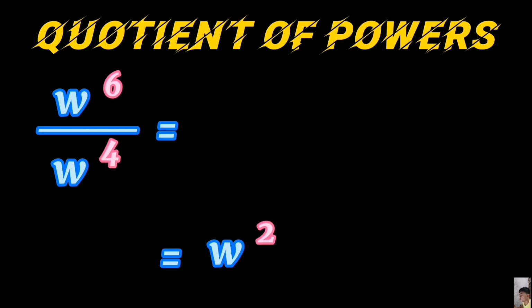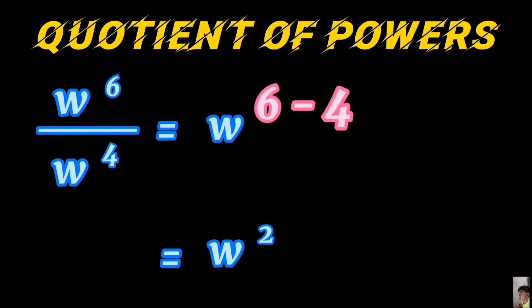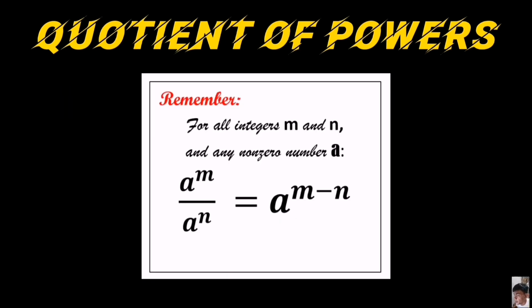And how do we get 2 using 6 and 4? Perfect. We subtract the exponent in the denominator from the numerator, and this is what the quotient of powers says. For all integers m and n and any non-zero number a, a raised to m divided by a raised to n is equal to a raised to m minus n.